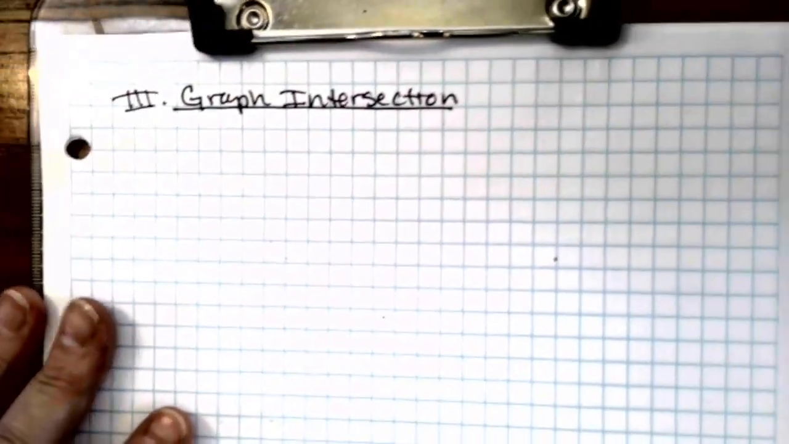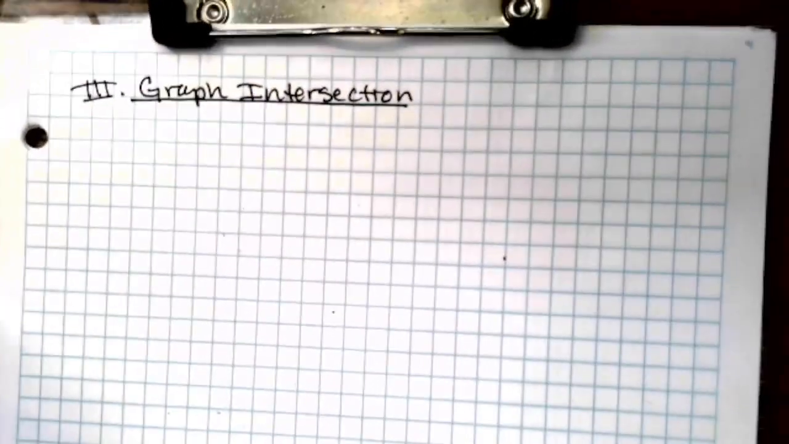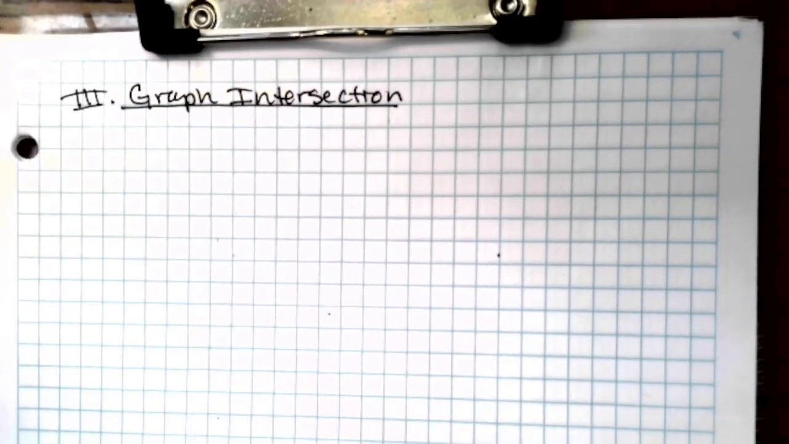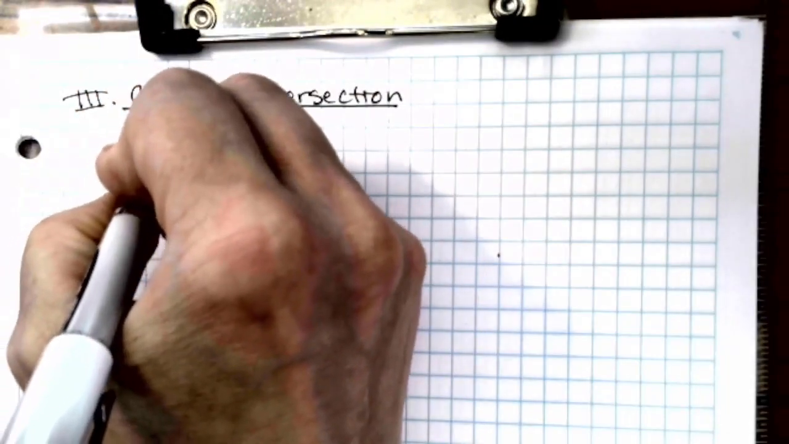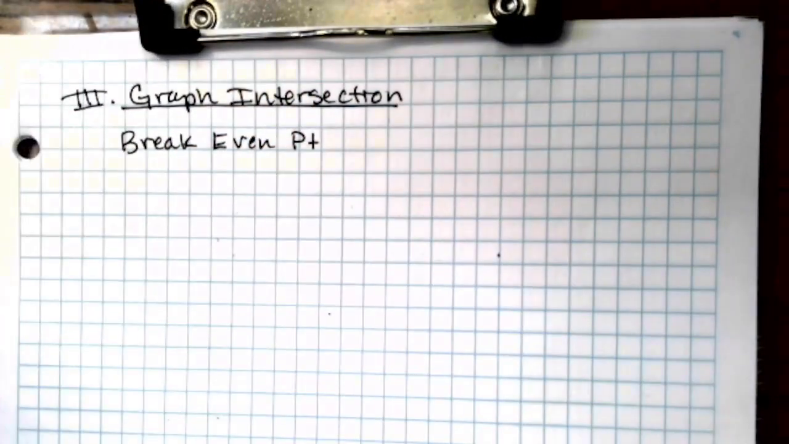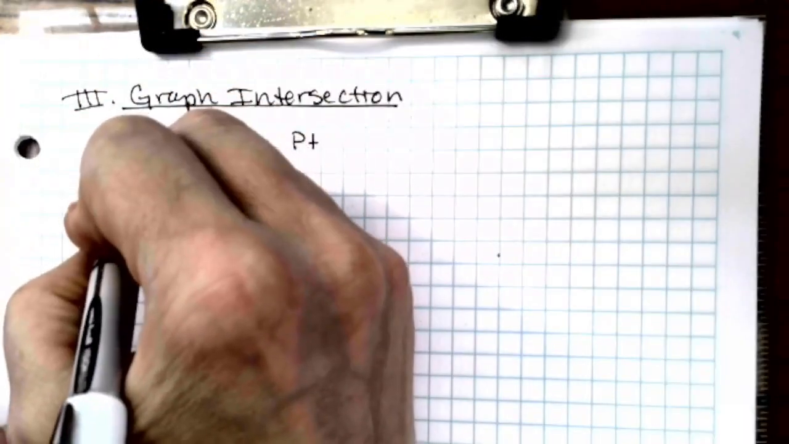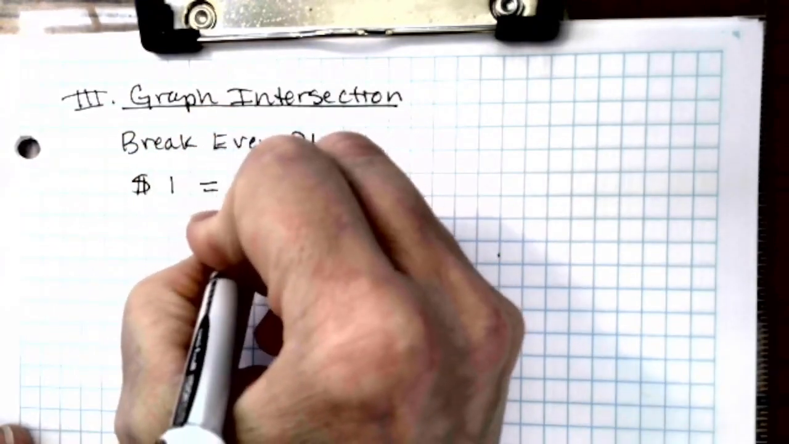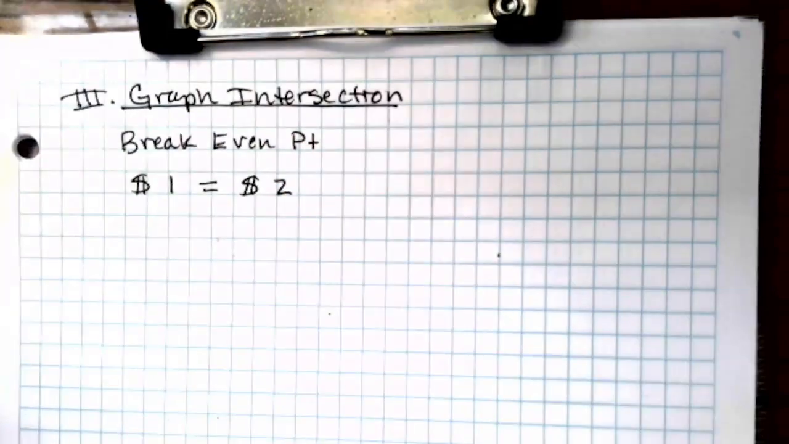We did them as part of our participation in class. But basically for graph intersection problems, you need to find what's called the break-even point. And the break-even point is where usually the cost of item 1 is equal to the cost of item 2.